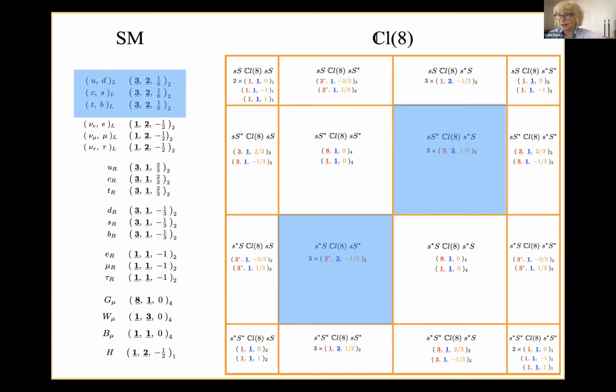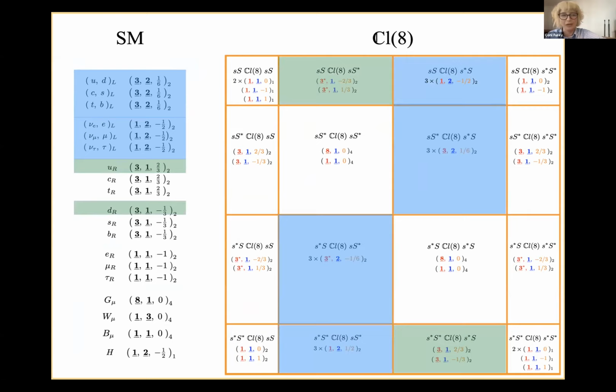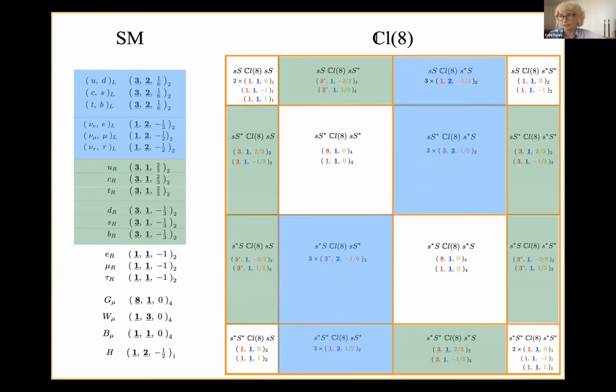Next, we are going to be interested in looking for left-handed leptons for all three generations. And we find them here. Next, we look for right-handed up and down quarks, and we find those here, charm and strange, top and bottom. Okay, so far, so good.